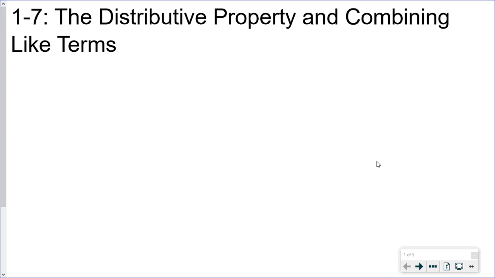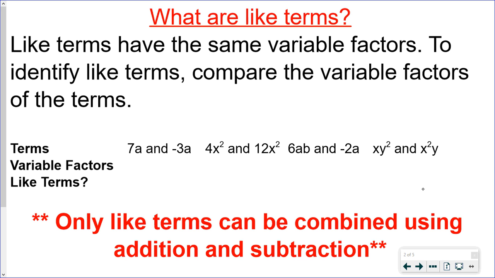All right, so this lesson is primarily going to cover the distributive property and combining like terms. So let's start with combining like terms. In order to combine like terms, what you're combining has to have the same variable factors. If they have the same variable factors, then we call those like terms. So let's see what I mean by that.